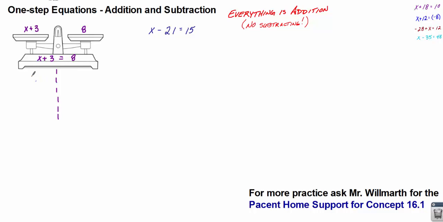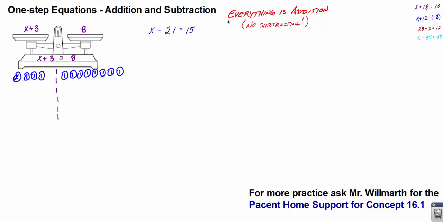We're going to bring down the parts. So on this side of the scale, we had an x and we had 3 ones. On this side of the scale, we had 8 ones. Then we asked ourselves, what do we need to do if we want to get x by itself? That's the goal, get x alone.